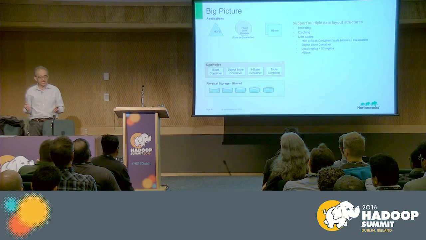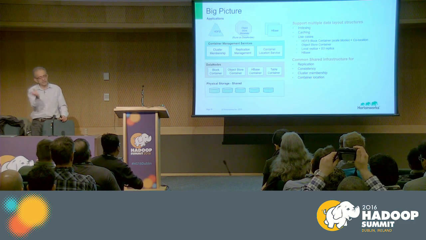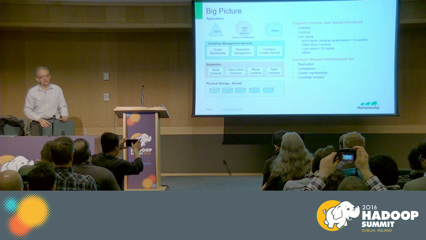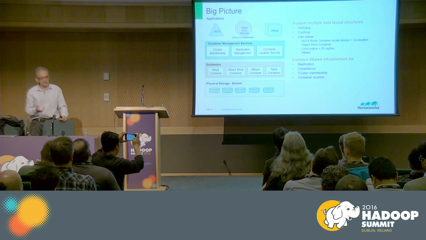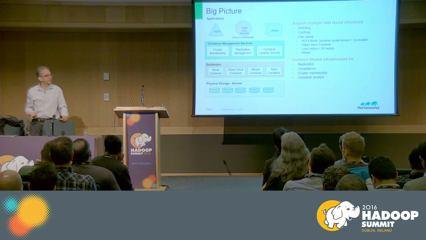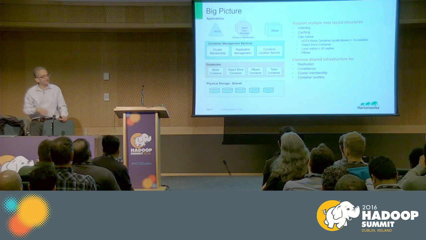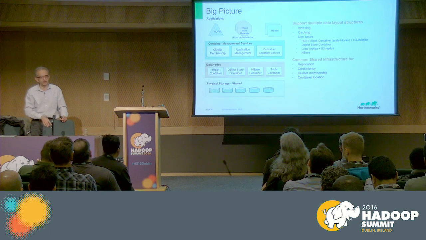Okay, and what it does is that it means there will be some common services, the green stuff that I just added, okay, for replication, consistent cluster membership, container location. You don't need each of these containers to build that on their own. That's like the block management layer that you have today. So we need to separate that and make it a library.